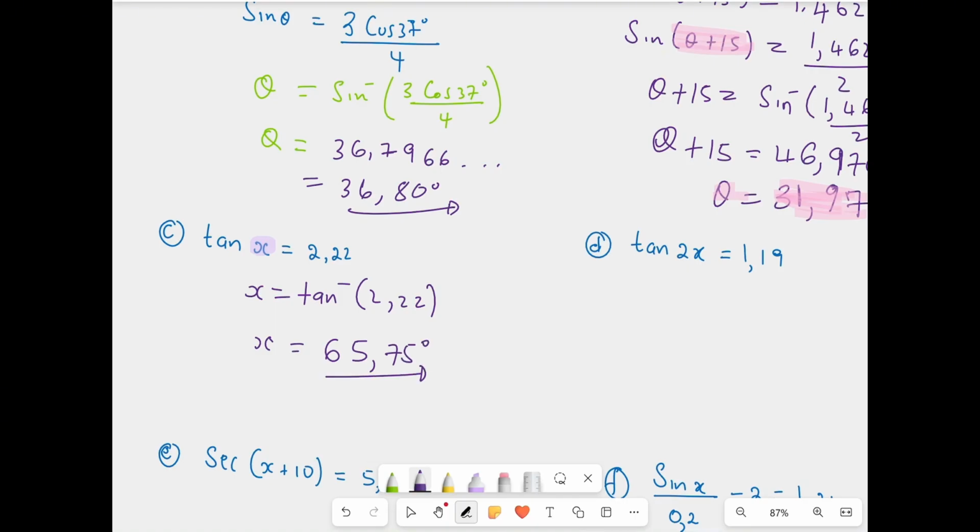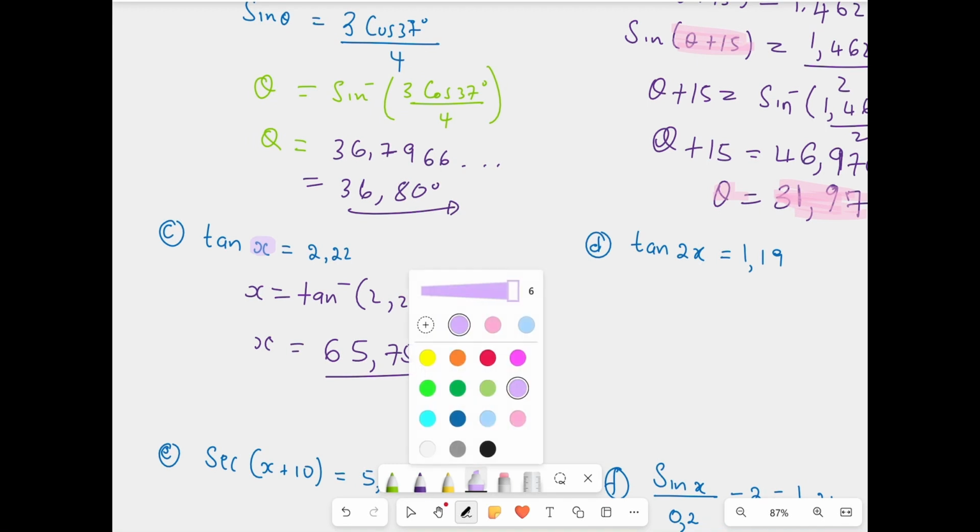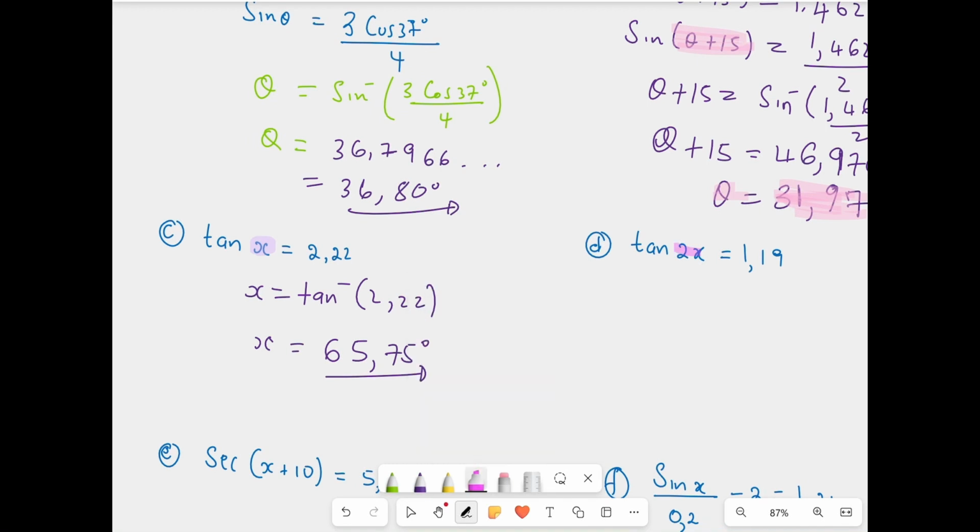And then even this one, we have arctan of an angle. This is an angle. You cannot separate it for now. So that means we are going to say 2x is equal to arctan of 1,19. So 2x is equal to, what is arctan of 1,19?